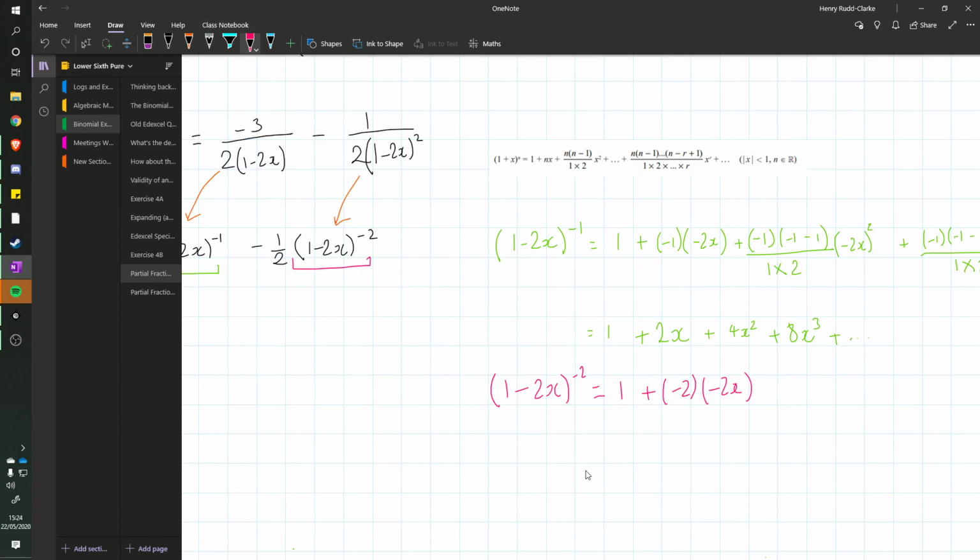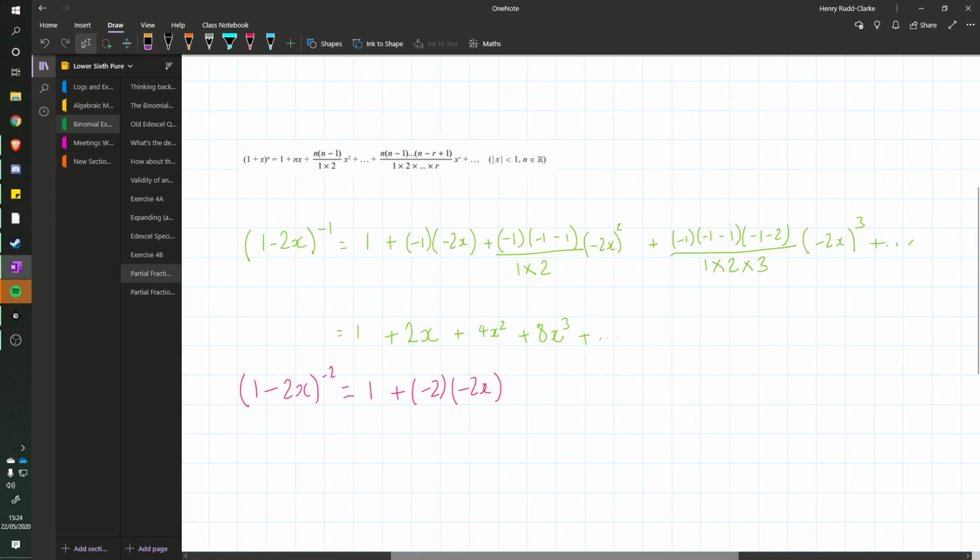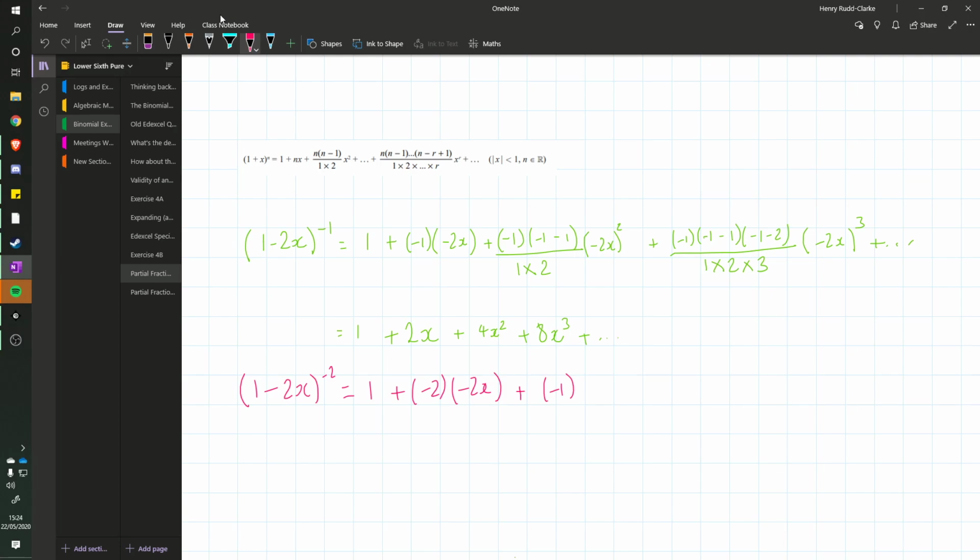Looks like it's going to be a pretty similar outcome to what we had before. So let's just give ourselves a bit more space over here. So minus 1, minus 1. So it's minus 2 because n is minus 2. Minus 2 minus 1 times minus 2x squared over 1 times 2.